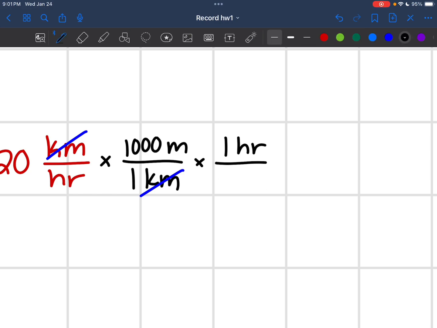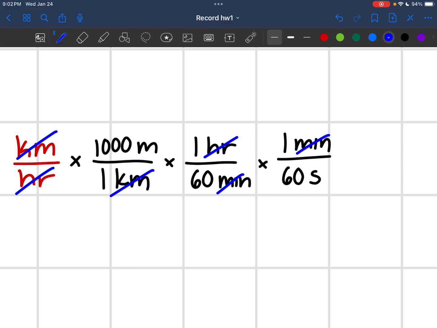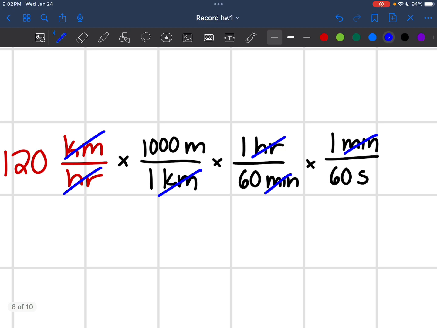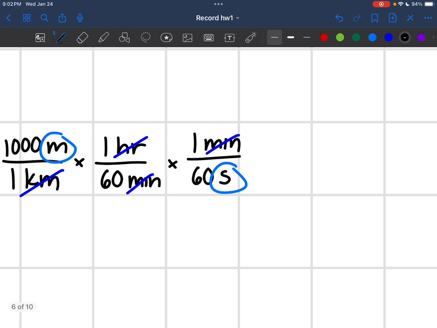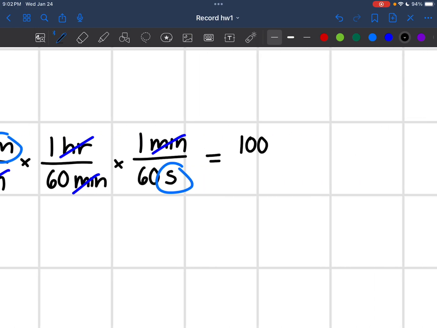I can do that real quick. 1 hour is 60 minutes and 1 minute is 60 seconds. Because then my hours cancel and my minutes cancel. And there's my 60 times 60, which is 3,600. So it all works out the same in the end, and I end up in units of meters per second. Figuring all that out, that's going to be 100 over 3 meters per second.